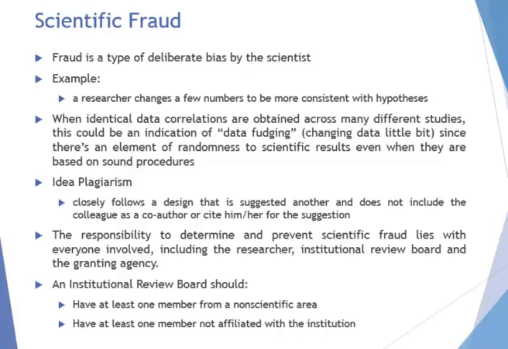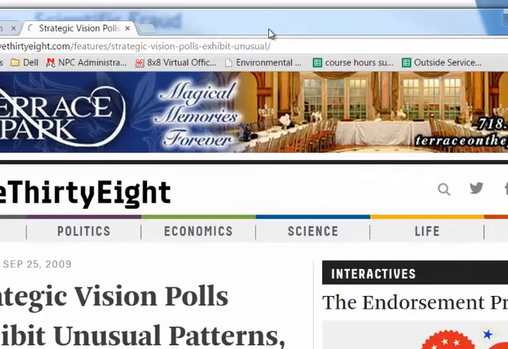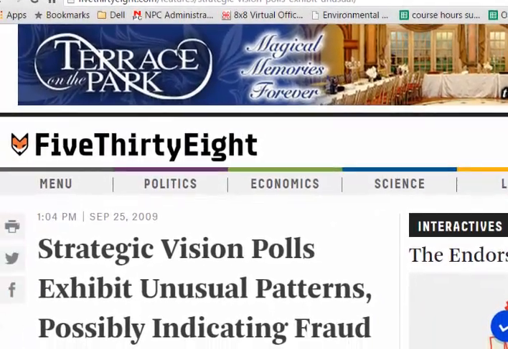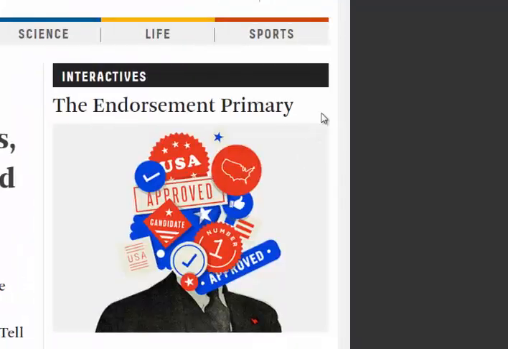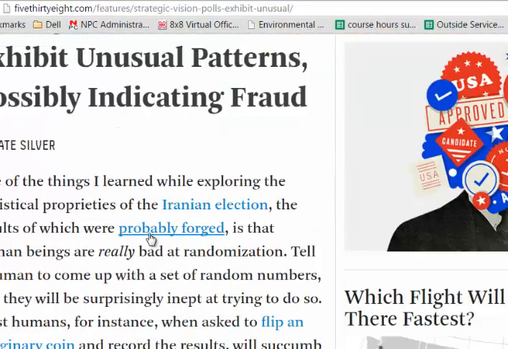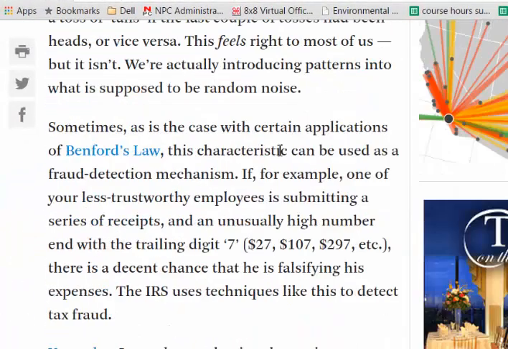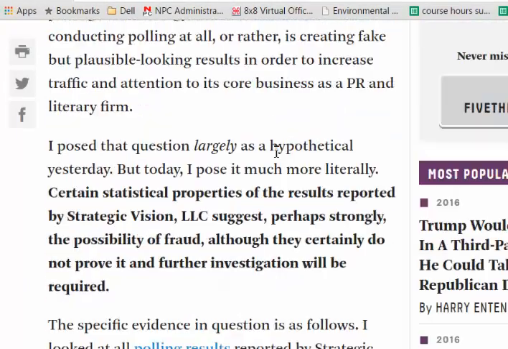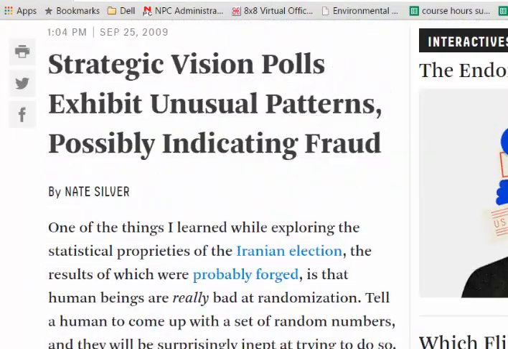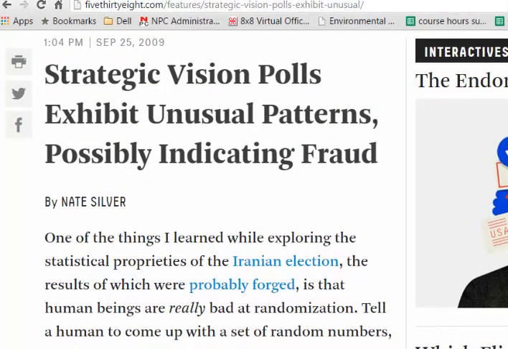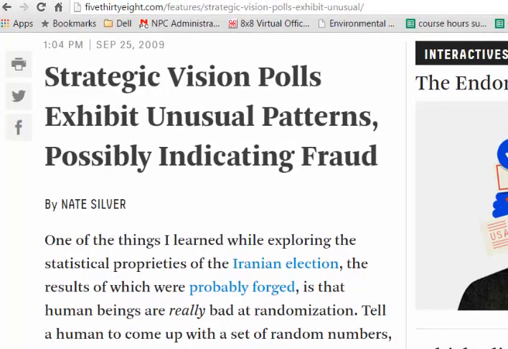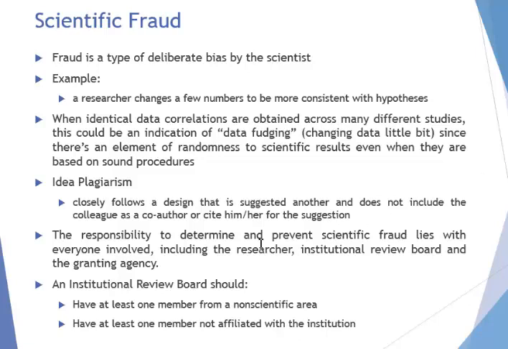Again, you can Google it. It's an interesting little study that he did. Let me find it for you. Okay, here's the article that he wrote about it. This is the URL if you're curious: 538.com/features/strategic-vision-polls-exhibit-unusual. Alright, anyway, you can look at that another time if you're interested.